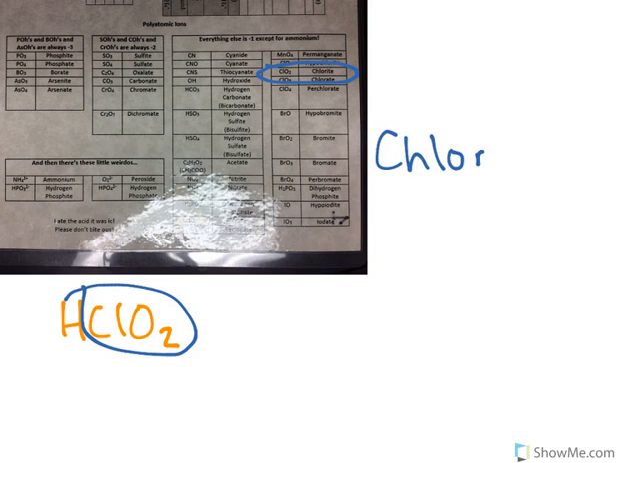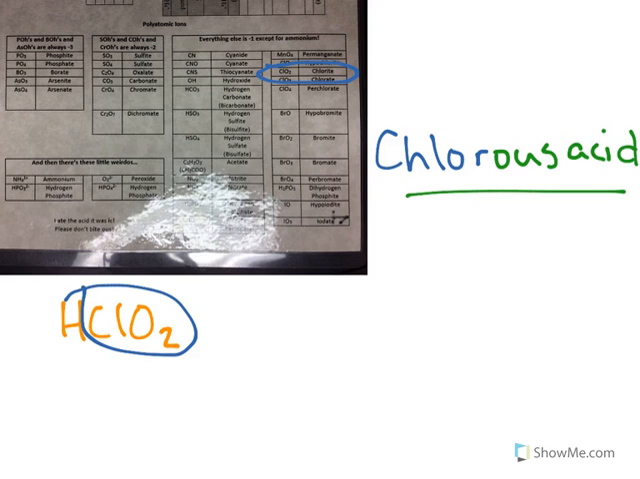All right, let's do HClO2. Again, let's look at just the polyatomic ion, ClO2. We find it on our chart. That is chlorite. Now we're going to change the ending. We're going to lose the ITE, and ITE becomes OUS acid. So this would be chlorous acid. And that's really it, guys.